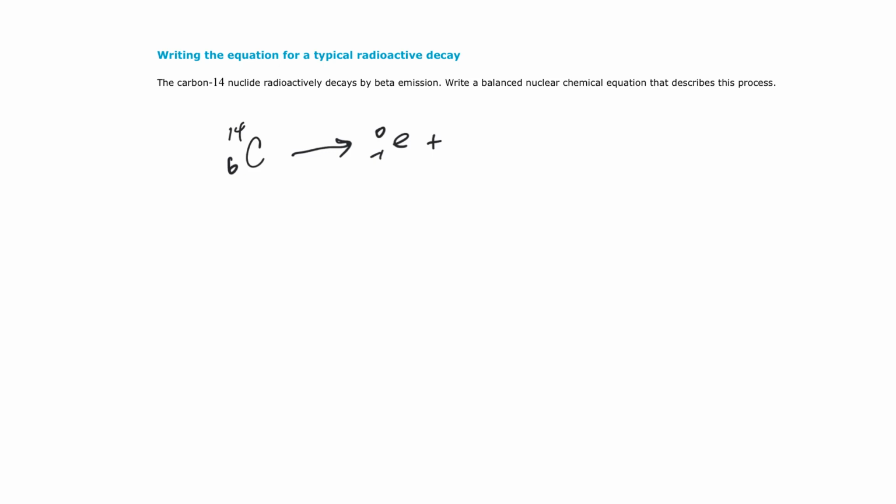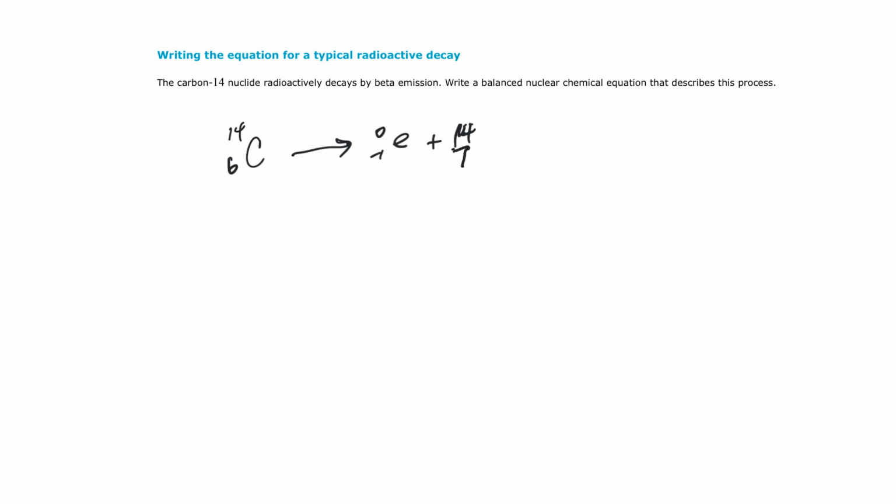So what are we going to have? Well, 14 on the left has to equal 14 on the right. So I know that my mass number has to be 14. I don't know anything else, but I know that 14 equals 0 plus 14. Then 6 on the left equals something minus 1 on the right. Something minus 1 equals 6. Well, something minus 1 is a 7, so I know that 7 is the atomic number.